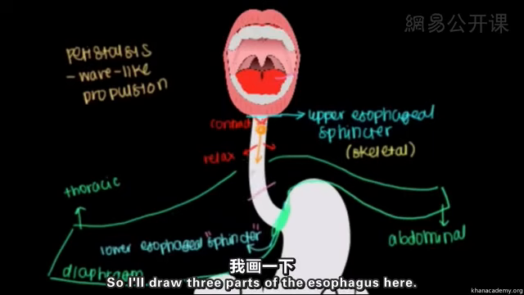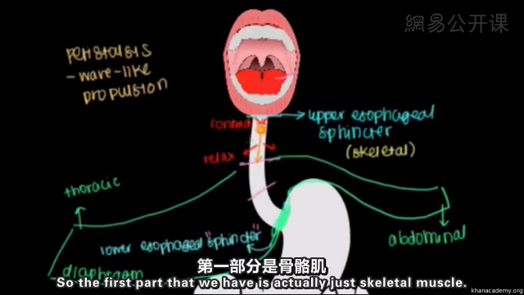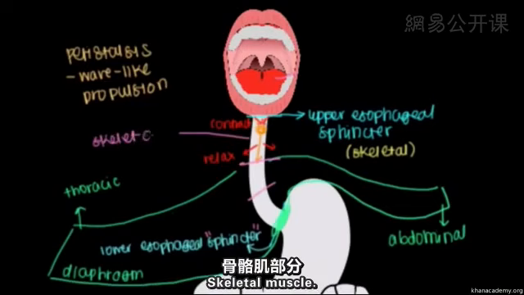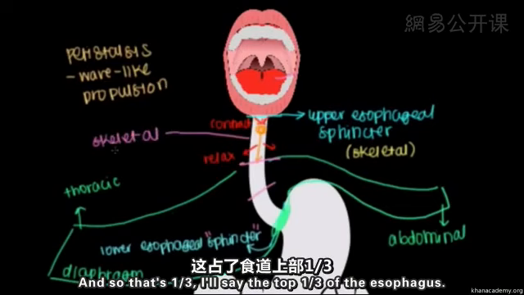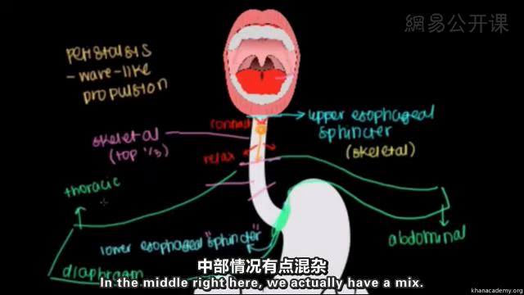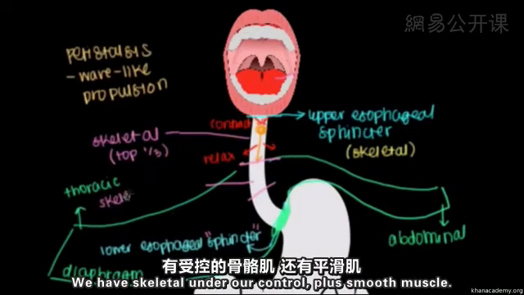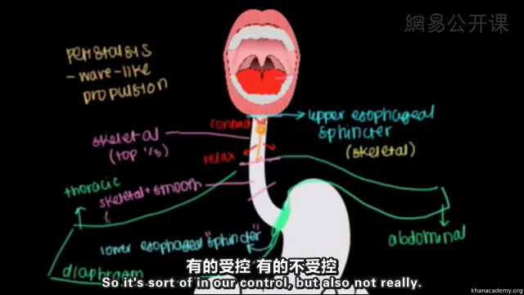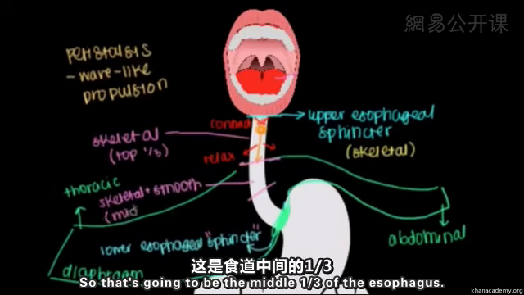So I'll draw three parts of the esophagus here. The first part that we have is actually just skeletal muscle. So it's under our voluntary control, skeletal muscle. And so that's the top 1/3 of the esophagus. In the middle right here, we actually have a mix. We have skeletal under our control plus smooth muscle. And they work together, so it's sort of in our control, but also not really. So that's going to be the middle 1/3 of the esophagus.